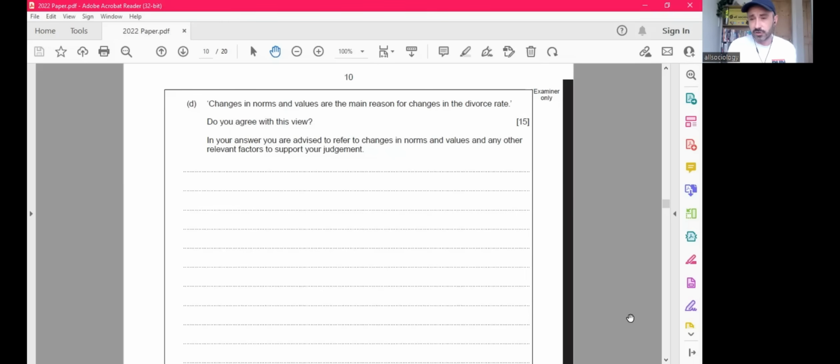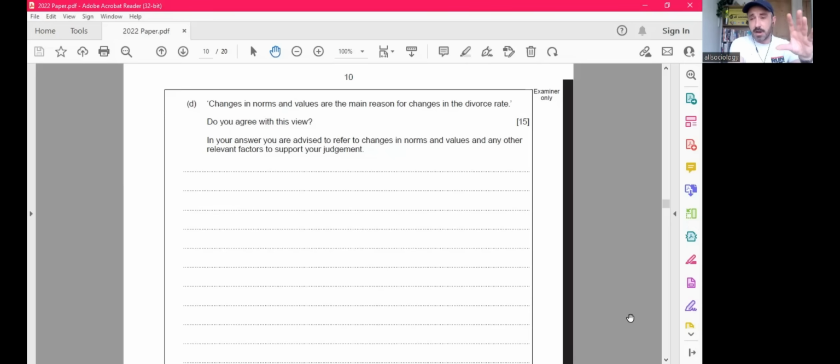Then you need a short conclusion. And your short conclusion will just be regurgitating what you've said. In conclusion, whilst changes in norms and values have had an impact on the divorce rate, we've also got to consider the impact of policies like the Divorce Reform Act and also the changing role of women. There you go, bish, bash, bosh.